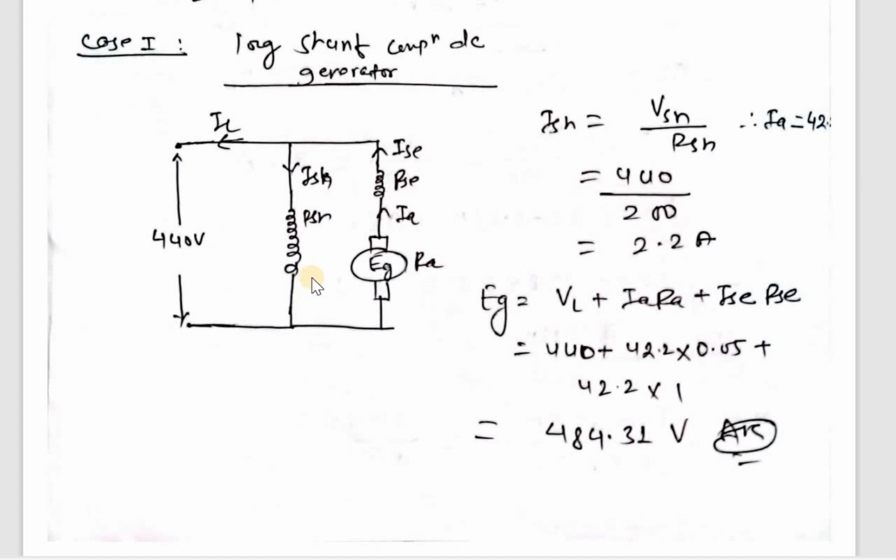Then ISH equal to VL upon RSH. So 440 upon 200 is 2.2, and EG equal to VL plus IA RA plus ISE RSE. Then put the values of VL, IA RA, ISE RSE. Then you can get 484.31 volt.